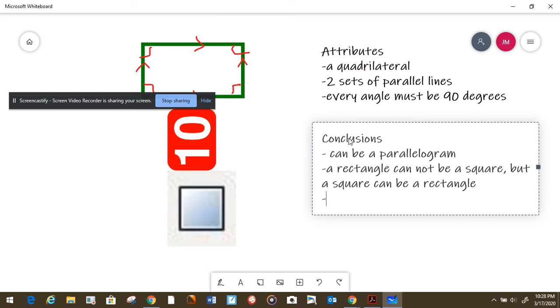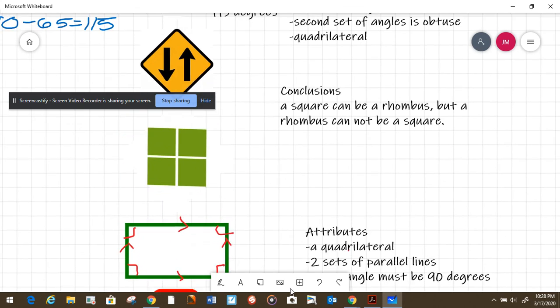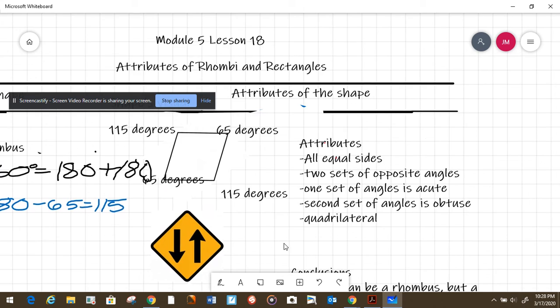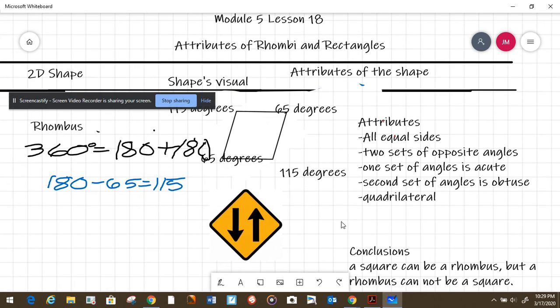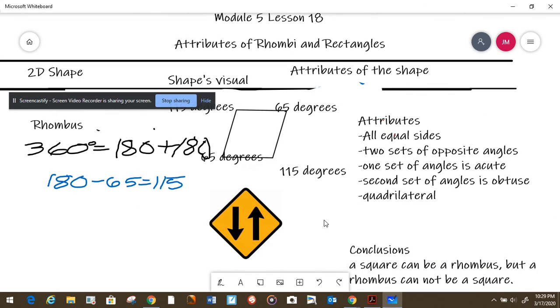Are there any other conclusions that we're missing here? Okay, interesting. Notice that not all attributes apply, but this is how we set up the system. So we have no control over that, my friends. This is how you find the attributes for a rectangle and a rhombus. Take your notes, pay attention, ask questions.